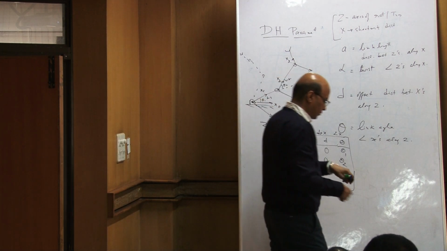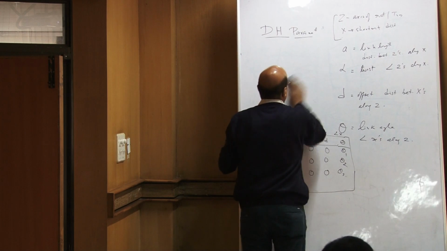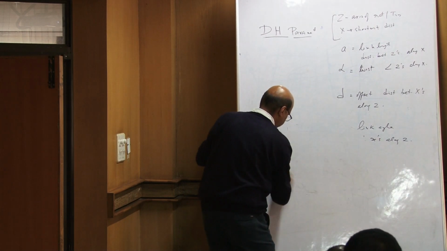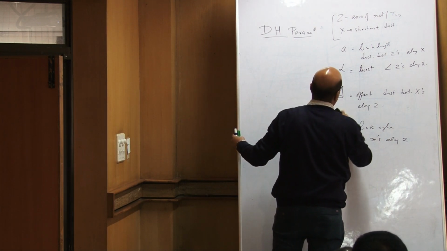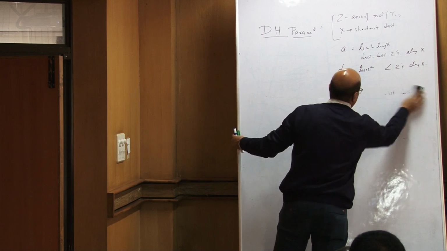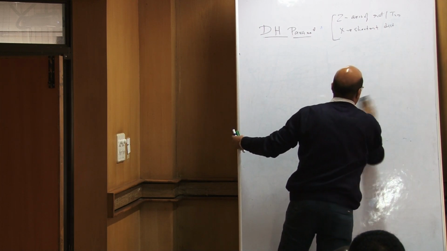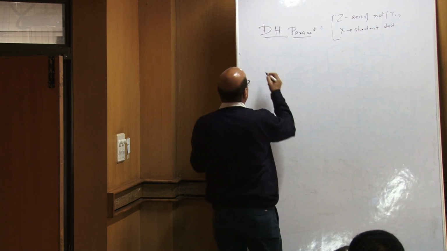Now let's look at a system which has intersecting axes. So let's take that whole example again.